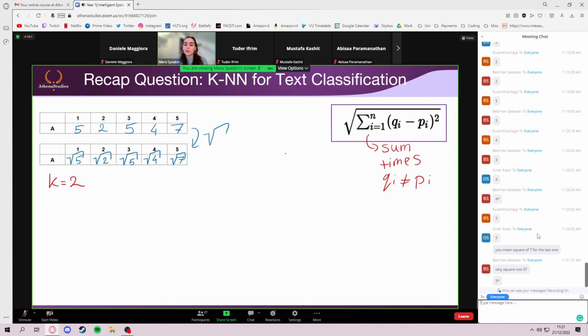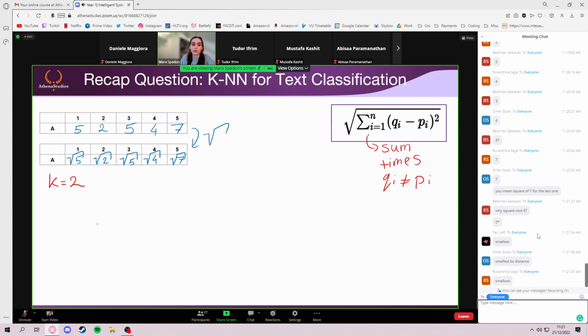So for Euclidean distance, did we want to look at the biggest value or the smallest value to find its nearest neighbor? Smallest, exactly. So what are the smallest 2 neighbors compared to A? Sentence 2 and sentence 4, exactly.